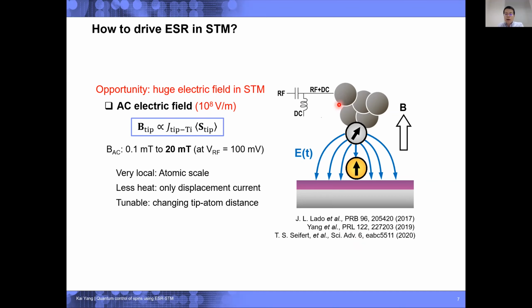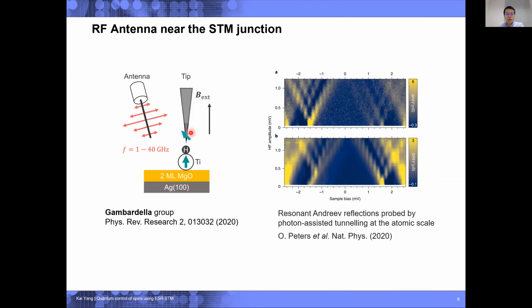So here in our ESR-STM setup, we applied the RF voltage directly on the STM tip. And it is also possible to induce an AC electric field across the STM junction using an antenna nearby. This idea was first designed and realized by Professor Gamardella's group in 2020. People also use this setup to study, for example, the photon-assisted tunneling of a superconducting tunnel junction.